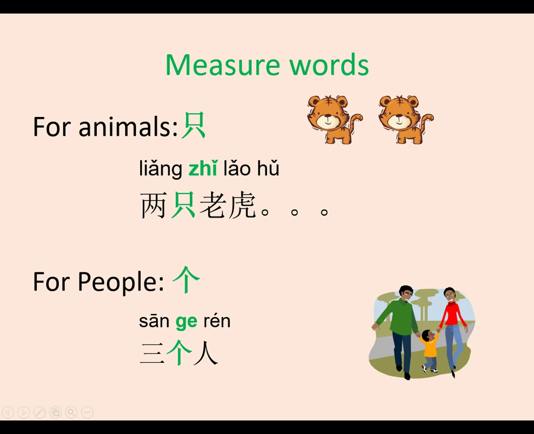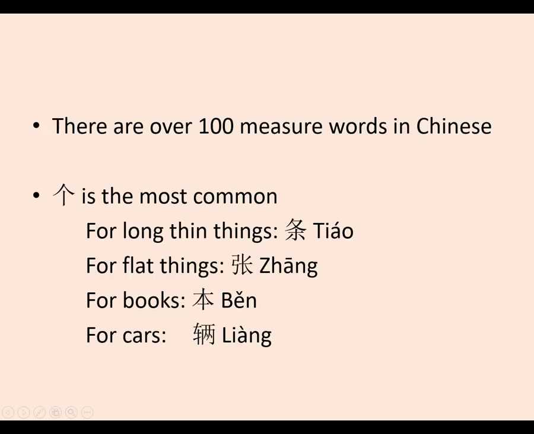In Chinese, you can never have a number touching a noun. It must have a measure word in between it. And this is difficult because there are over 100 measure words in Chinese. So like we say a murder of crows or a gaggle of geese, you have to memorize a ton of different measure words. So for long, thin things, it's 一条, versus for flat things, it's 张, and for books, it's 本, and for cars, it's 辆. Fortunately, 个 is the most common.